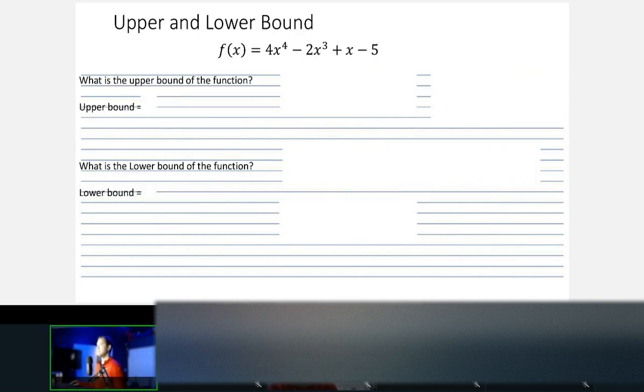All right, upper bound and lower bounds. So what is the upper bound of the function? All right, you may recall how to do this. How do we find the upper bound and lower bound?